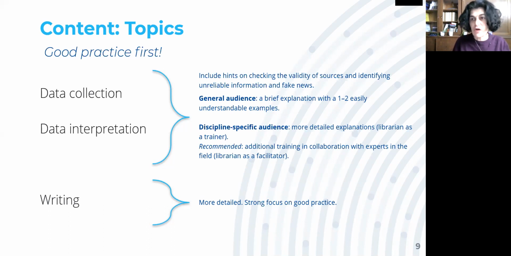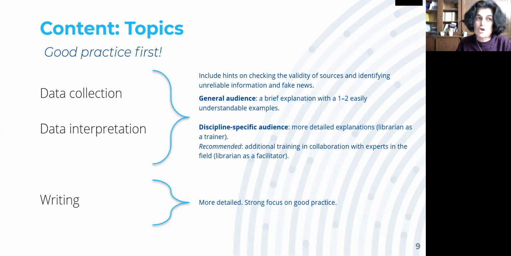I've already mentioned, I try not to focus only on writing. Actually, the writing is an area where it's the easiest to observe good and bad practices. But I usually try to explain how ethical principles apply throughout the research process. So I briefly mentioned data collection and data interpretation stages, and I give some hints how to check the validity of sources, how to identify unreliable information, fake news.